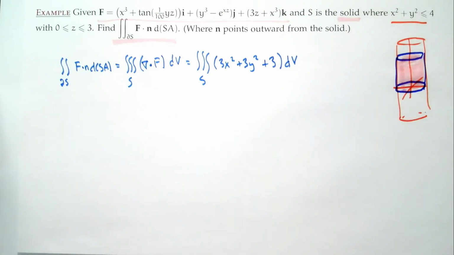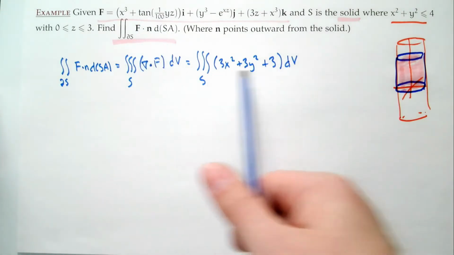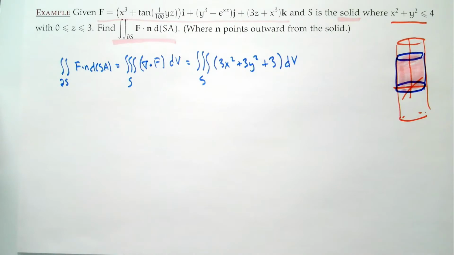And so here you can see that the parts we were worried about, the tangent of 1 over 100 yz, we don't have to deal with. It goes away. Happy days. Well, we still have to integrate it, and there's no easy way out. So what would be our next step? What would we do next to make progress in our integration?